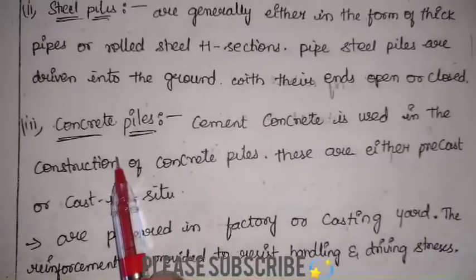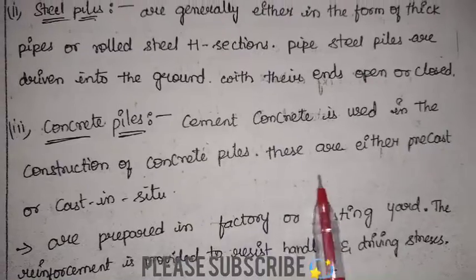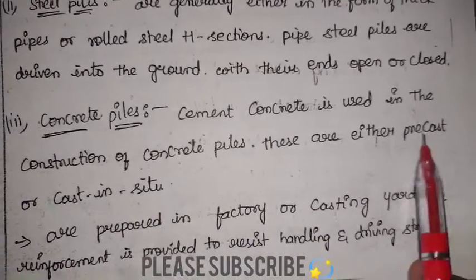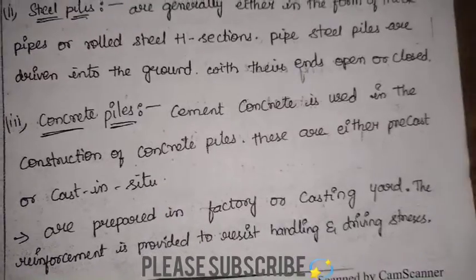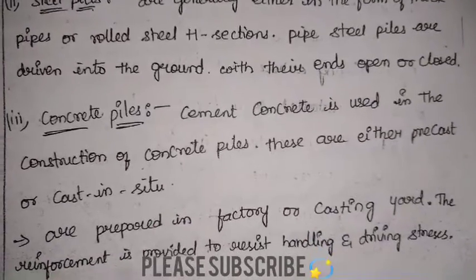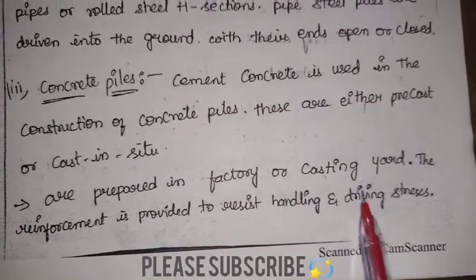Next comes the concrete pile. Cement concrete is used in the construction of concrete piles. These are either precast or cast in situ. Precast is prior to the construction only we are casting the concrete and we'll just be placing it in its position. Cast in situ is we are casting on the site. Precast piles are prepared in factory or casting yard.